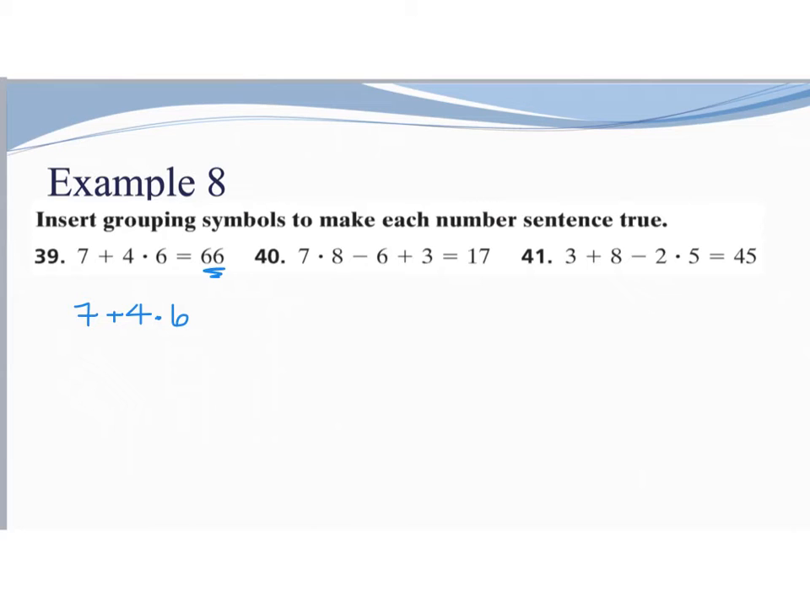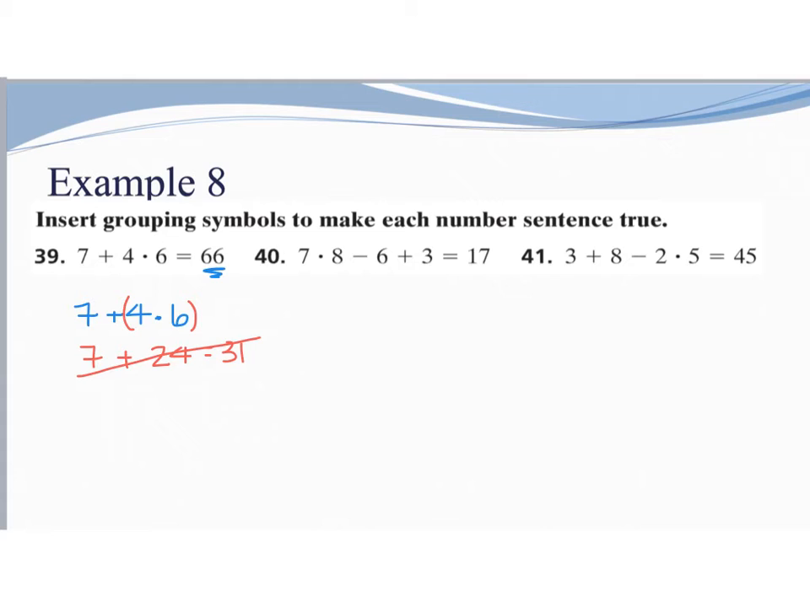If you just do your order of operations from the very beginning, ultimately you're doing your multiplication first. So 4 times 6 is 24, and 7 plus 24 is going to give me 31. Well, that's not right. I need an answer of 66. That tells me I need to move my grouping symbols. So it's not going to be around the 4 times 6.